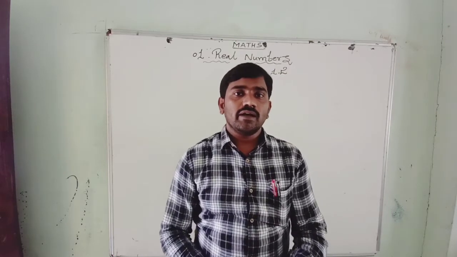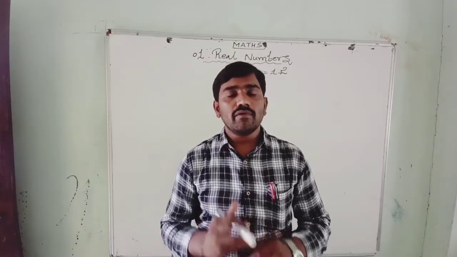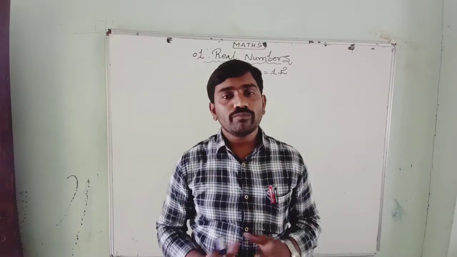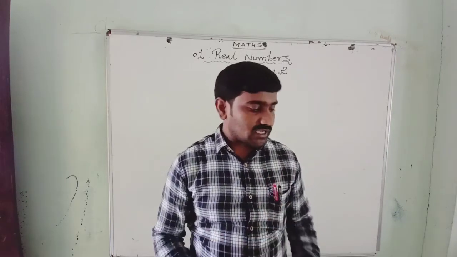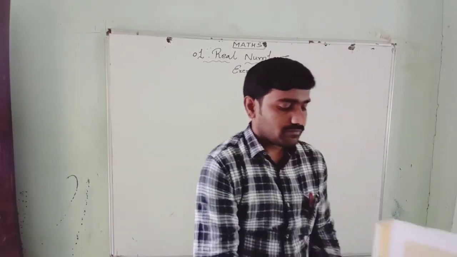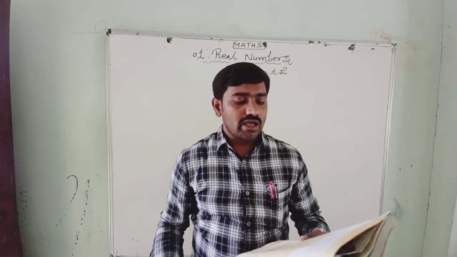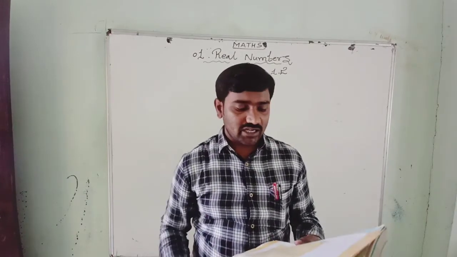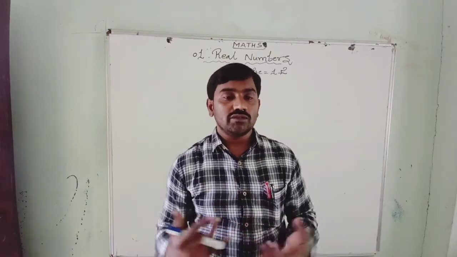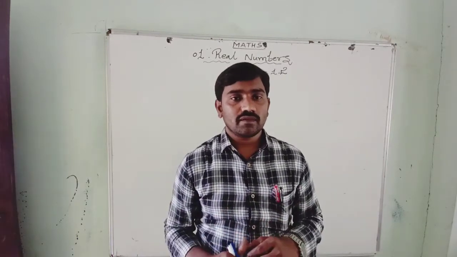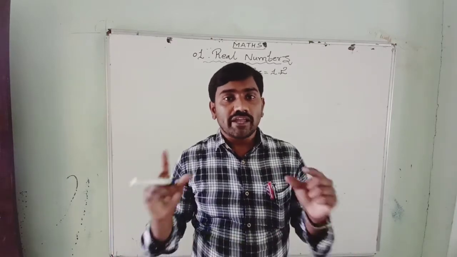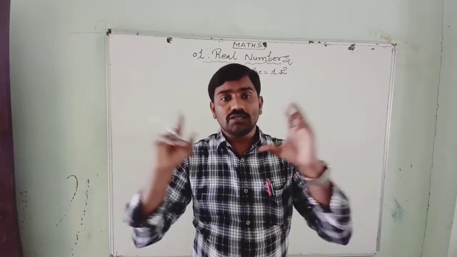First chapter, it is real numbers, in that exercise number 1.2. In this exercise 1.2, we are going to discuss some of the questions, either identifying rational numbers or irrational numbers, and writing irrational numbers between two rational numbers. How many rational numbers can be written between two given numbers?